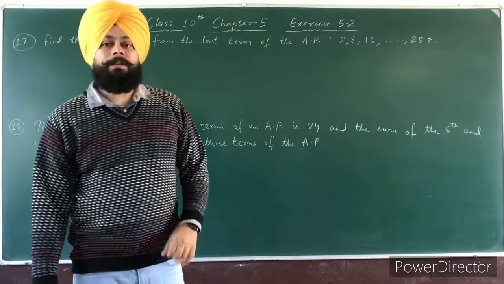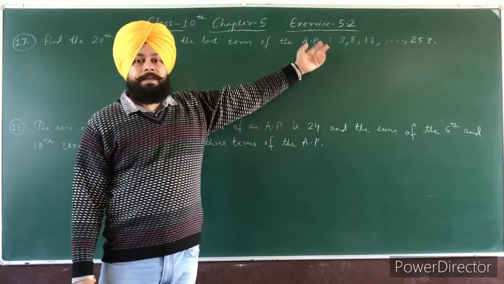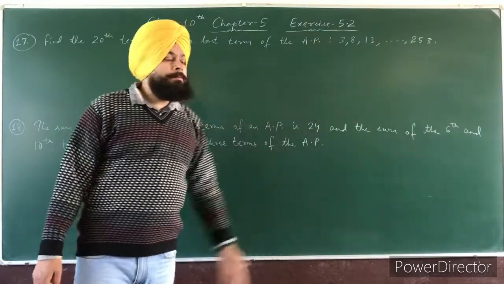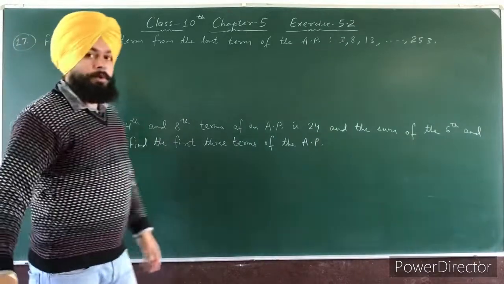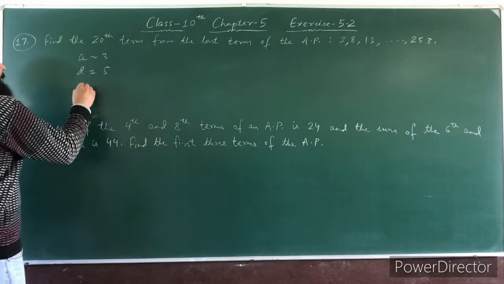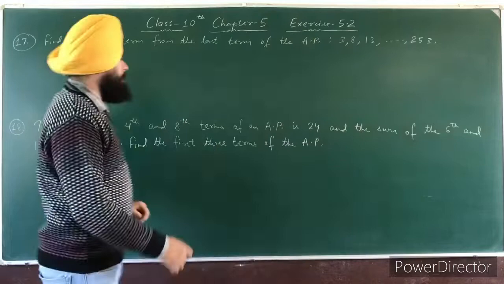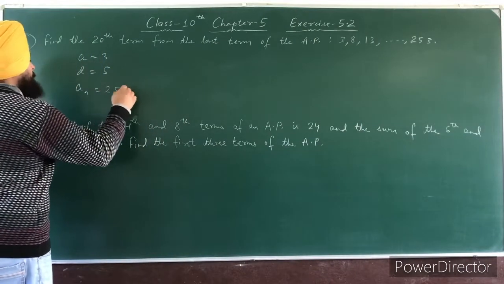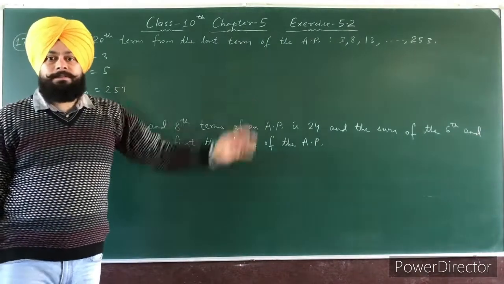So first we will find the total number of terms in this given AP series. So in this AP series, A is 3, which is the first term. So right here first A is 3. D is the common difference. The common difference is 8 minus 3, which is 5. So difference is 5. And the last term is 253, which is taken as AN. So first we will find N. N means the total number of terms in this series.